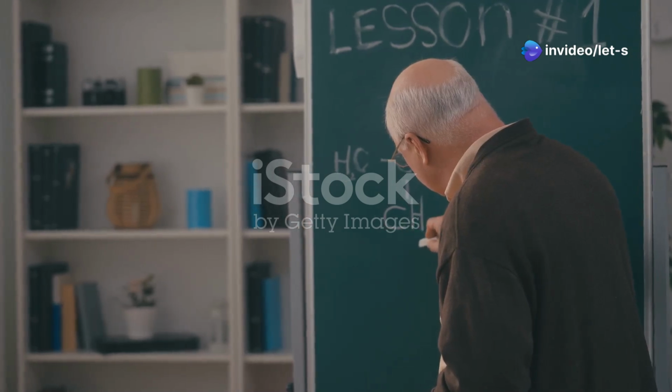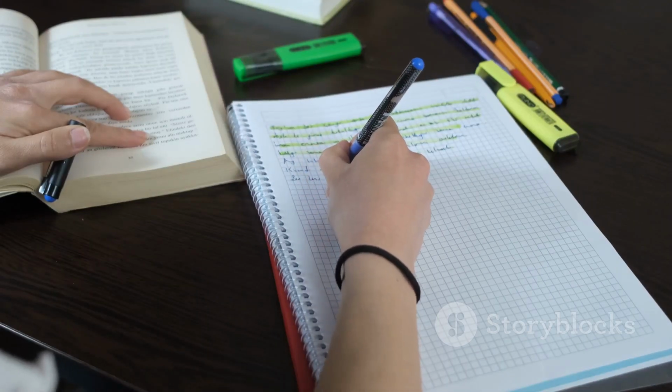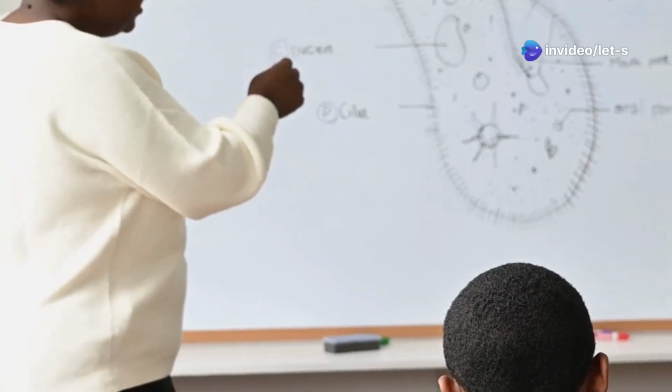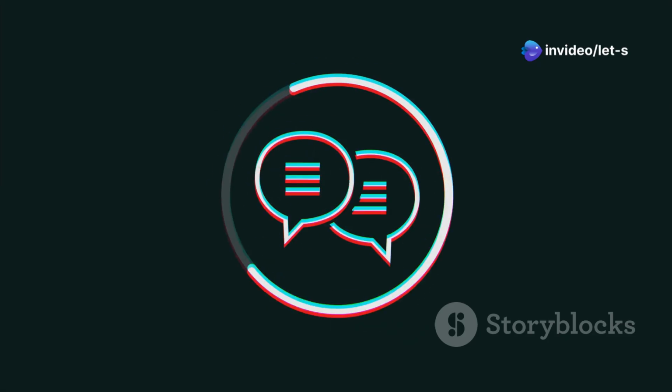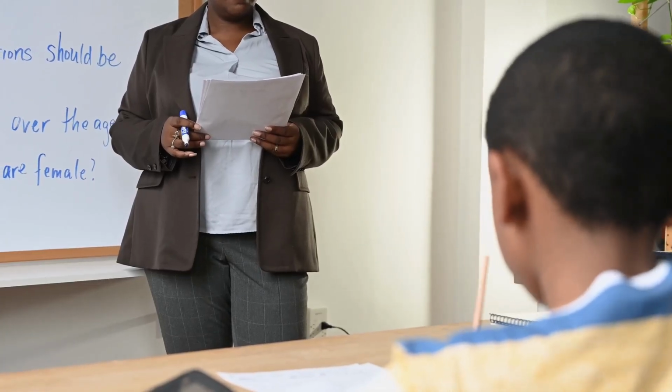Section 7. Reporting questions. Wh questions. Wh questions are questions that start with words like what, where, when, why, and how. When we report these questions, we keep the wh word. However, the word order changes, similar to yes, no questions. For example, "What are you doing?" becomes "He asked what I was doing." Again, the subject comes before the verb in the reported question.